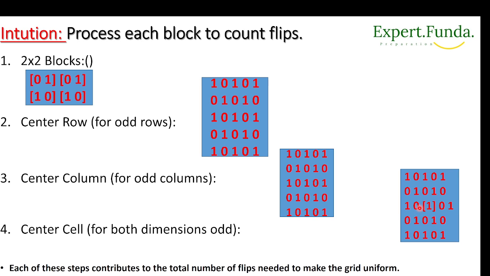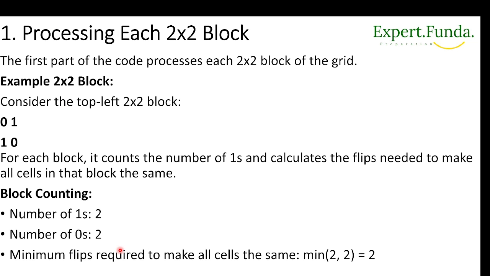These are the possibilities, and to process each block we have to make the grid flips. Each of these contributes to the total number of flips needed to make the grid uniform. So you have to think about all the corner cases and then write the code. The first step is to process each 2 cross 2 block, so the first part of the code will use 2 cross 2 blocks of the grid.